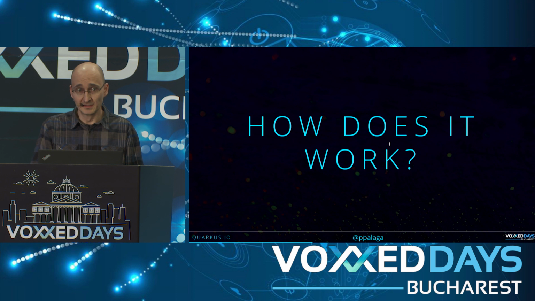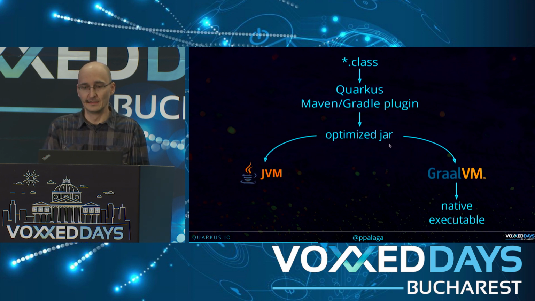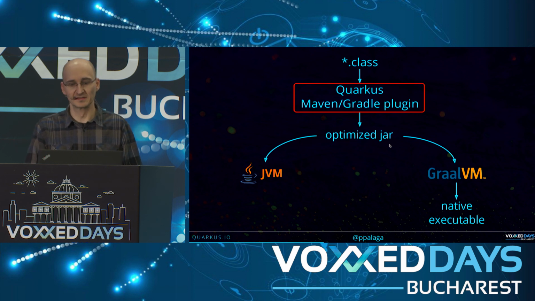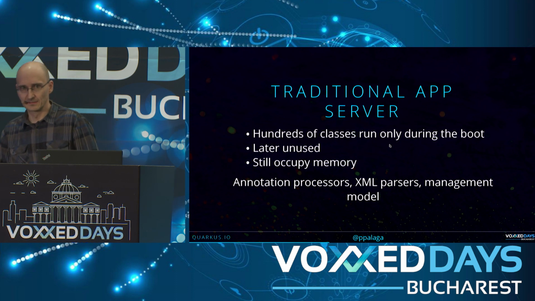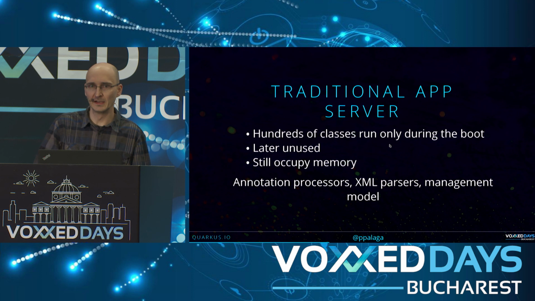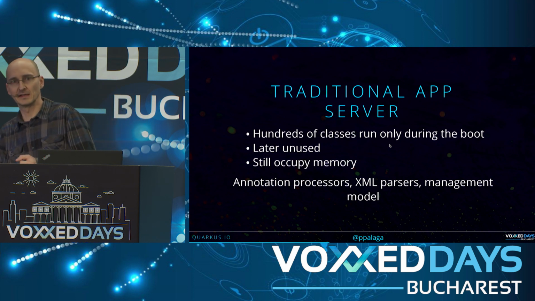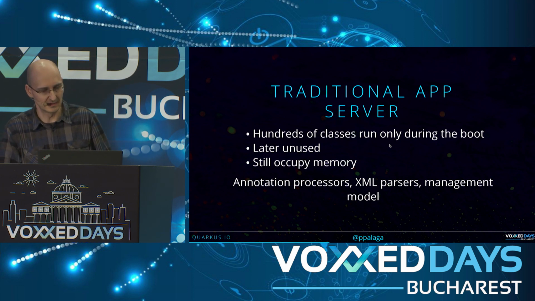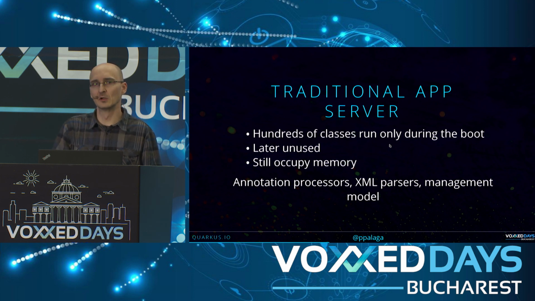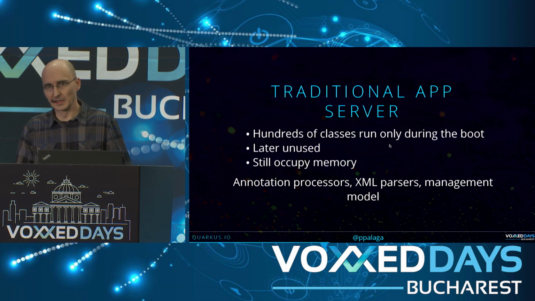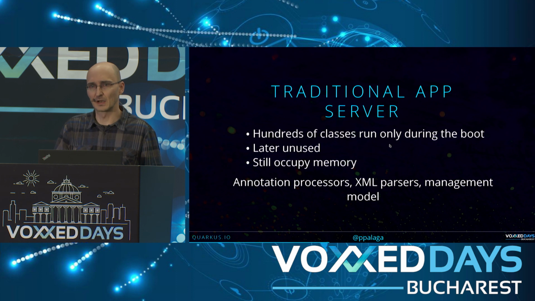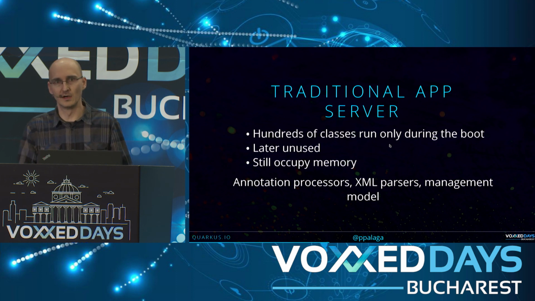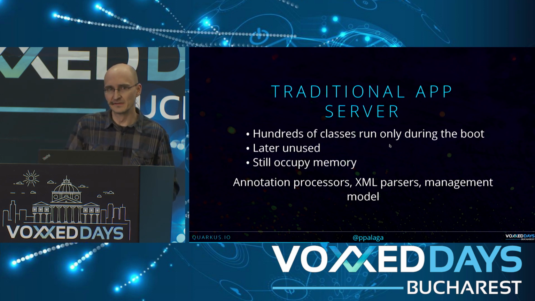So how are these numbers possible? So let's have a look. What is Quarkus doing for you? As I've said, the traditional application server is doing a lot of things during the boot. There's lots of code implemented in a lot of classes that are used just once, and they spend time when they are executed during the boot and during the deployment of your application. There's annotation processors, XML parsers, and in an application server like Wildfly, this is really hundreds of classes that span the memory during the whole lifetime of the application server, even though they are not used anymore.